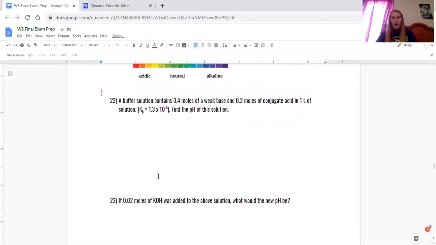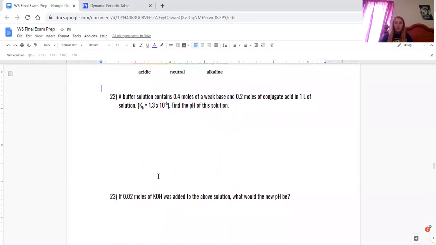Okay, so we have a buffer solution containing 0.4 moles of a weak base and 0.2 moles of a conjugate acid in 1 liter of solution. Find the pH of the solution.